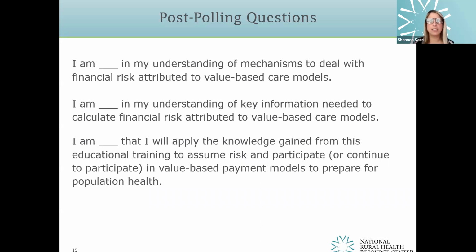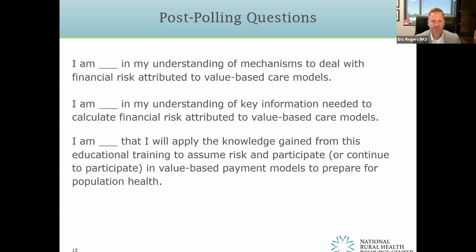I am confident to unconfident in my understanding of mechanisms to deal with financial risk attributed to value-based care models. So it looks like 17% are confident, 56% are somewhat confident, 17% are neutral, and 11% are somewhat unconfident.